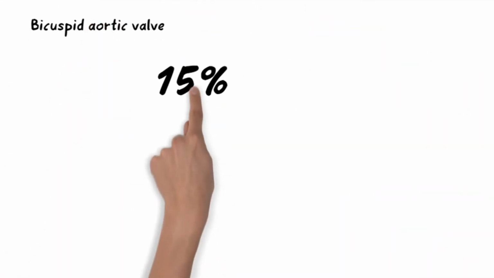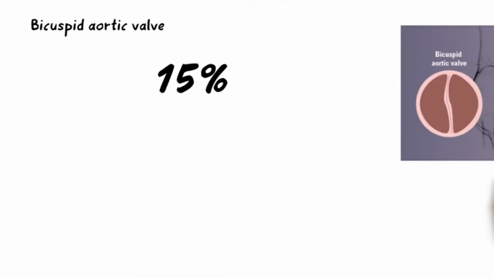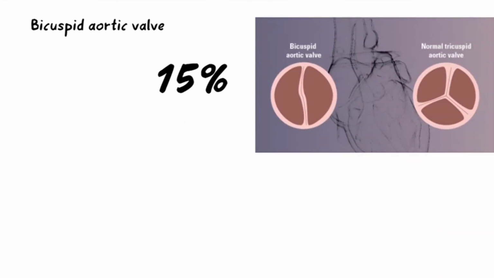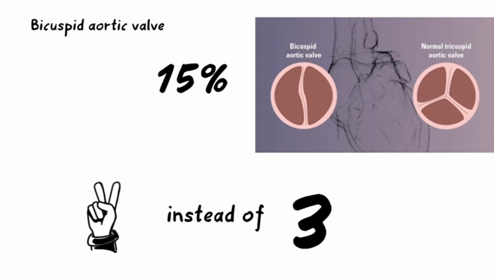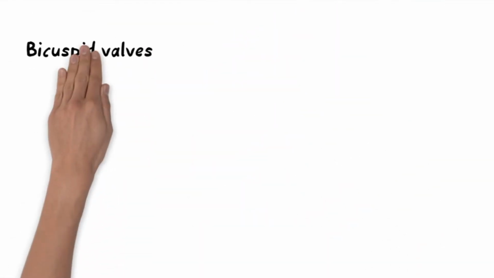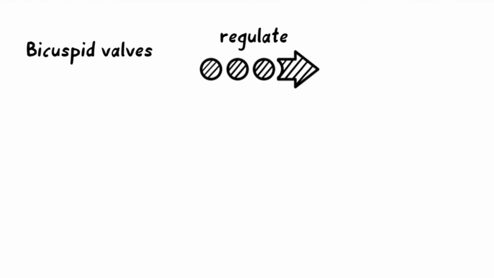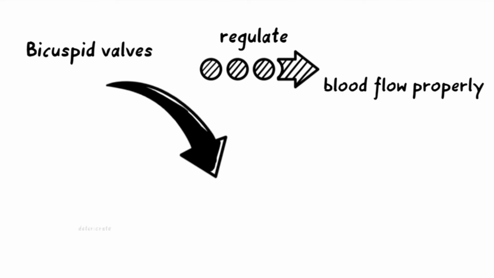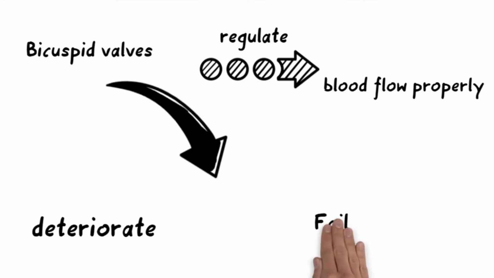Bicuspid aortic valve. Up to 15% of adults with Turner syndrome have bicuspid aortic valves, meaning only 2, instead of 3, parts to the valves in the main blood vessel leading from the heart are present. Since bicuspid valves are capable of regulating blood flow properly, this condition may go undetected without regular screening. However, bicuspid valves are more likely to deteriorate and later fail.